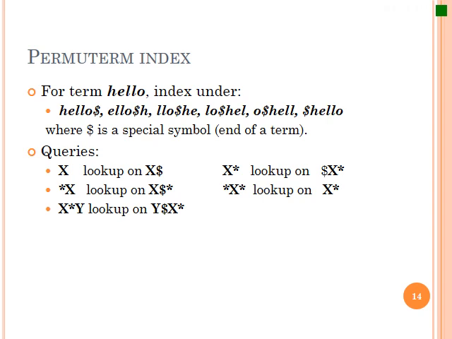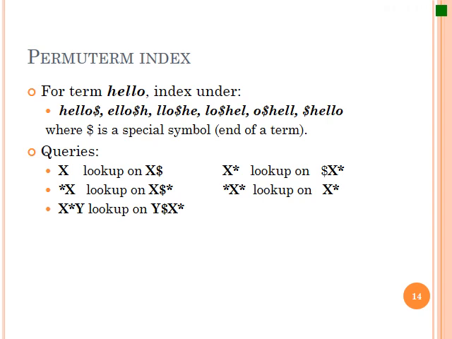This term is not stored once, it is stored this many times. Now, when you have a query X with no wildcard during search time, you just look up on this. So basically every word is indexed in these different forms, and you look up X dollar. If your query is X star, you look up $X star.